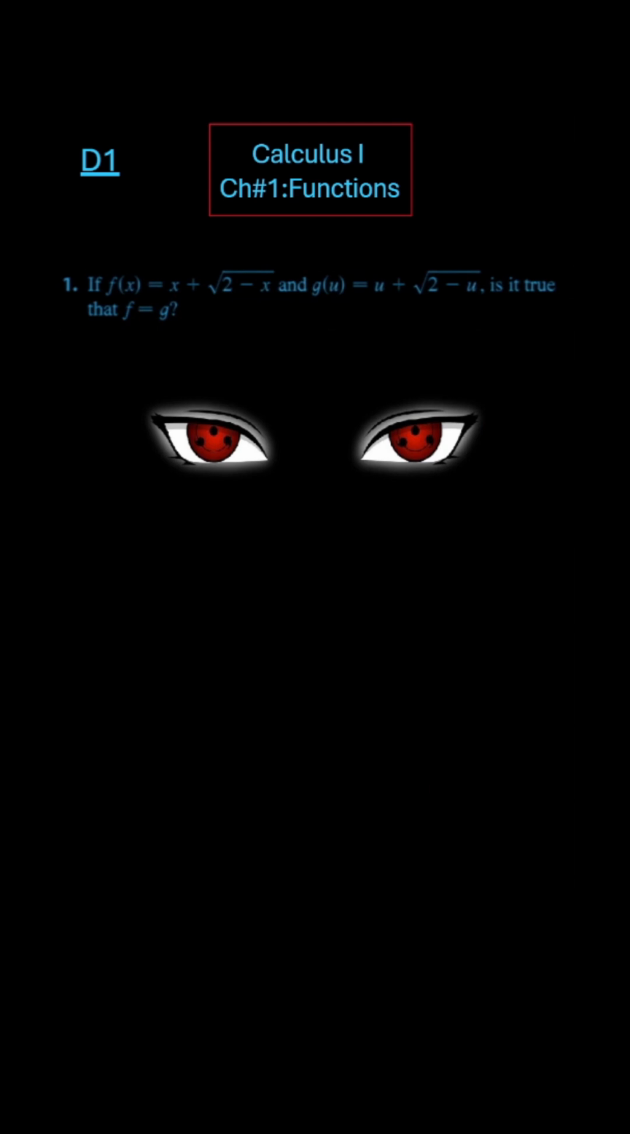If f of x equals x plus the square root of 2 minus x, and g of u equals u plus the square root of 2 minus u, is it true that f equals g? Let us solve this step by step.